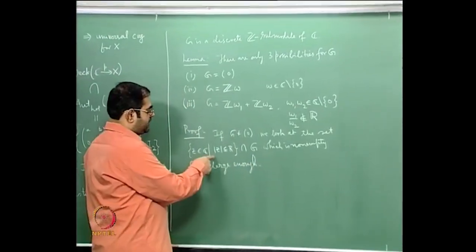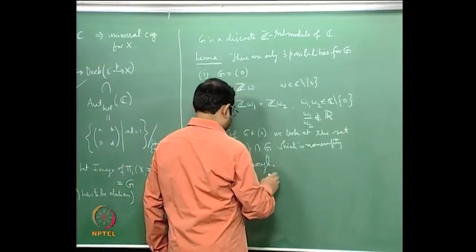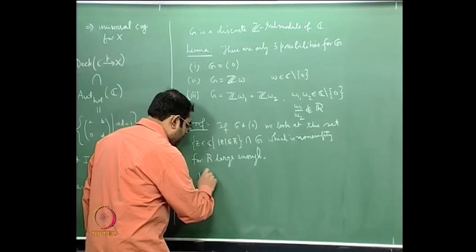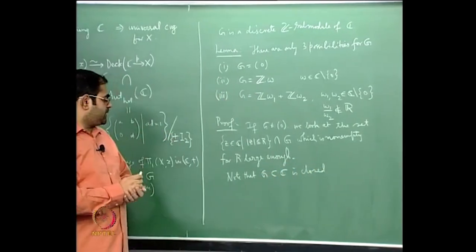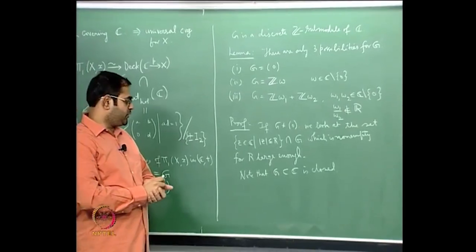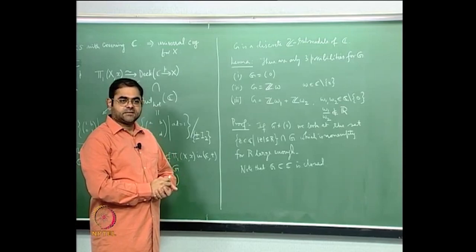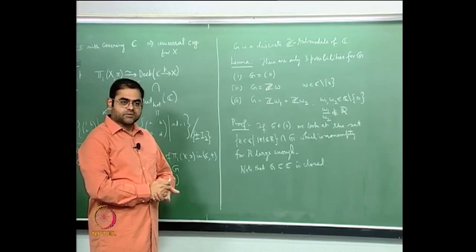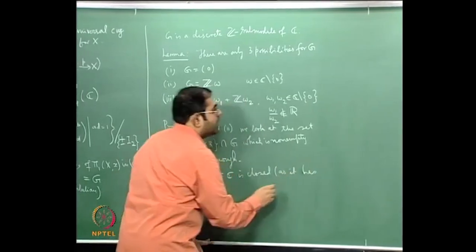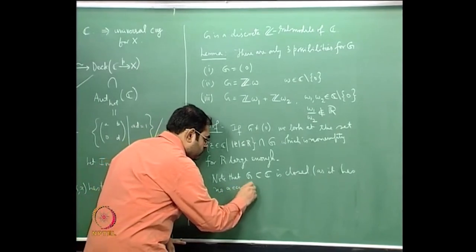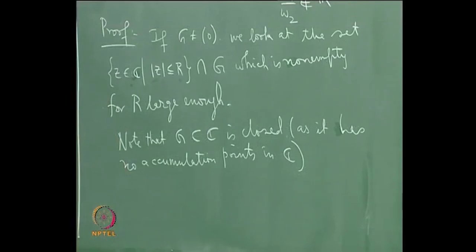Now the point is that this intersection will turn out to be finite, okay. Why is that so? That is because first of all, note that G in C is closed, okay. The set of points G is closed because you get the closure of a set by adding to the set accumulation points, okay. But G has no accumulation points, G is just a discrete set, okay. So G is equal to its closure, so it is closed, okay. So G is a closed set as it has no accumulation points in C. That is what we proved last time, that is how we proved G is discrete, okay.